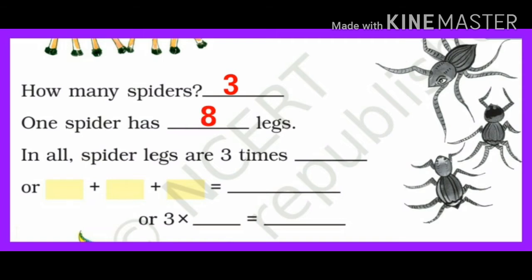In all, spider legs are 3 times dash. Since one spider has 8 legs, we will write it as 3 times 8. In another way, we can write it as 8 plus 8 plus 8. Answer will be 24. Or we can say it's 3 multiplied by 8. Answer will be 24.